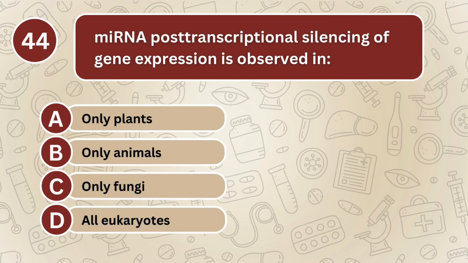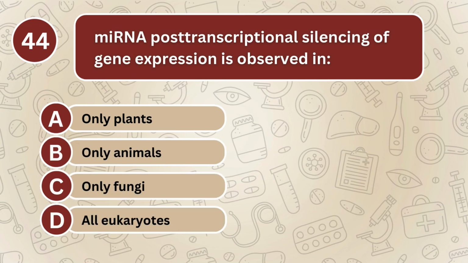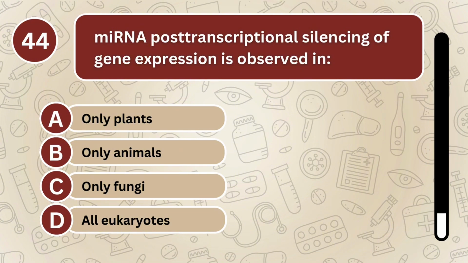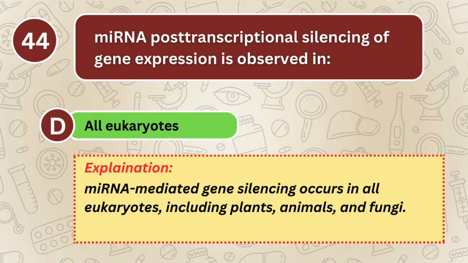MicroRNA post-transcriptional silencing of gene expression is observed in A. Only plants, B. Only animals, C. Only fungi, or D. All eukaryotes. Correct answer is D. All eukaryotes.